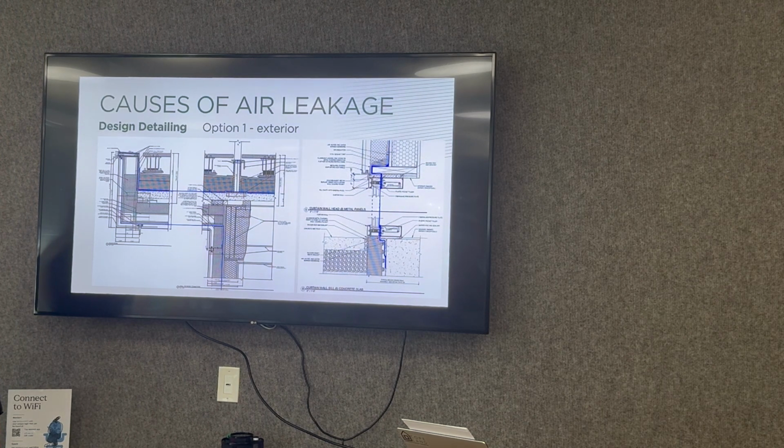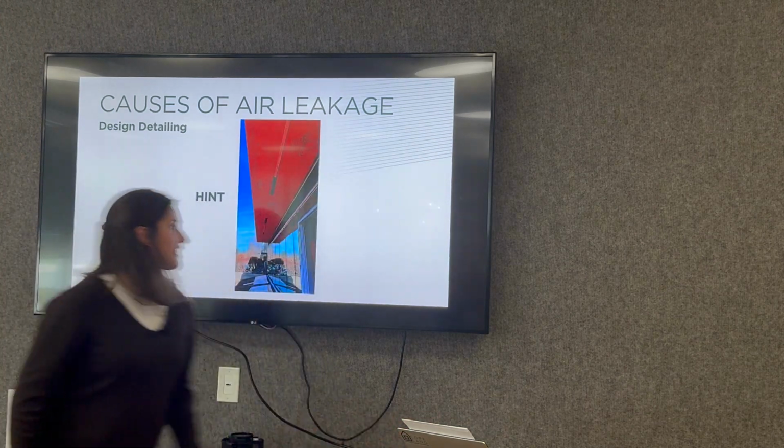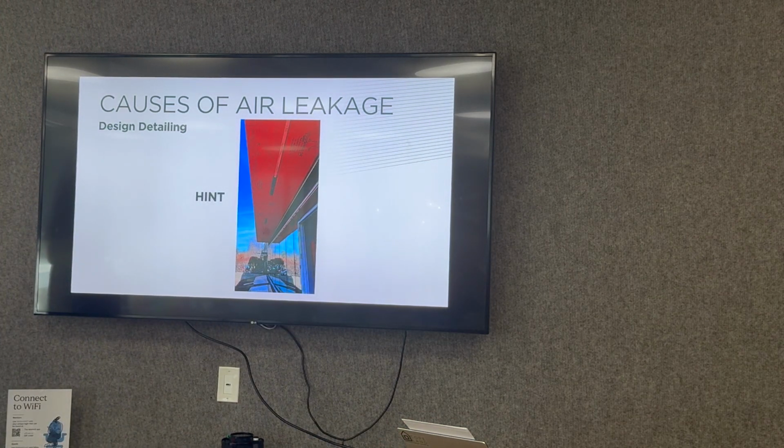If I were doing that detail, I would pull that. That's a challenging detail. Am I seeing this right? I guess there's that gap there. Okay. Oh, there we go.